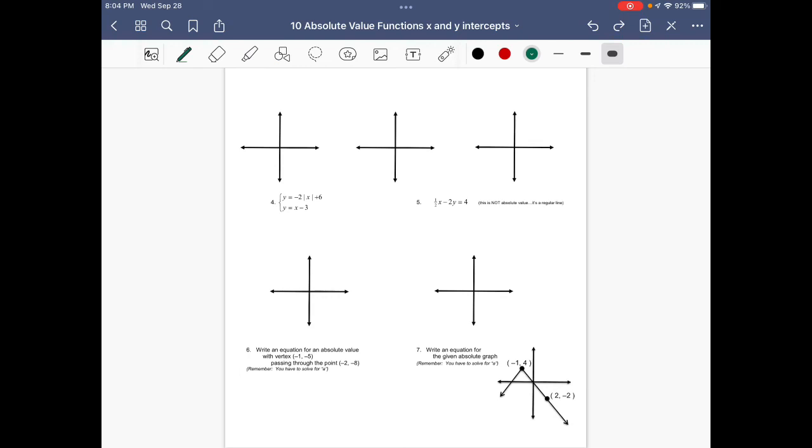All right, we're getting into some deeper ideas, but let's keep learning, let's keep growing, and we're going to add X and Y intercepts to that knowledge.